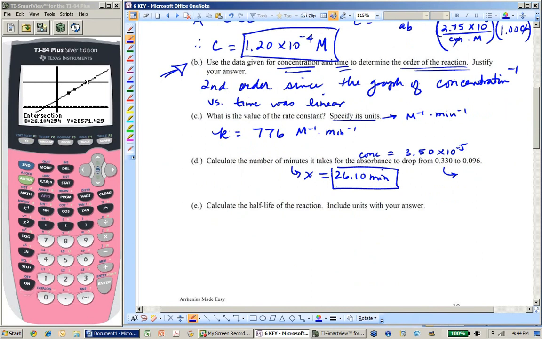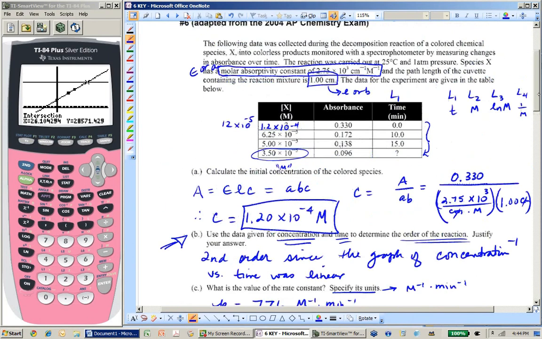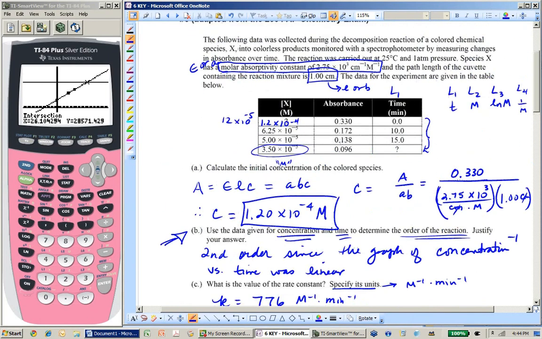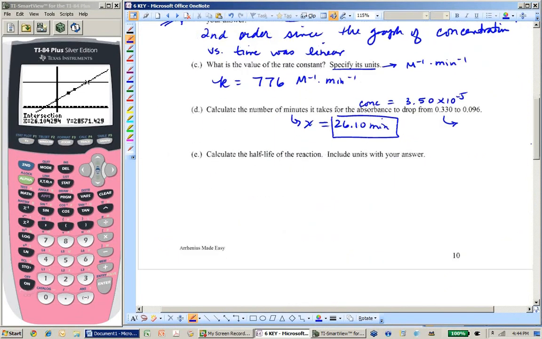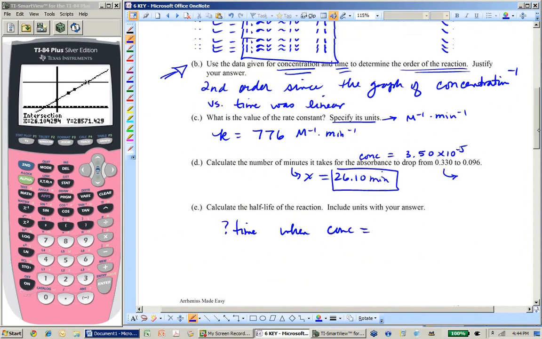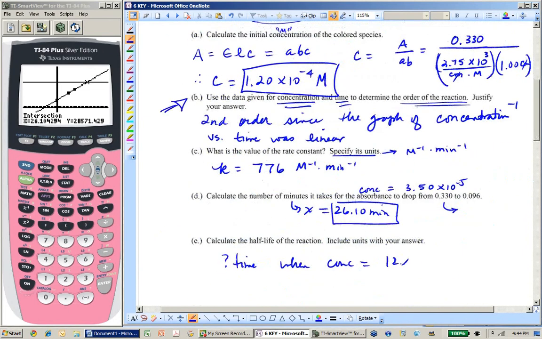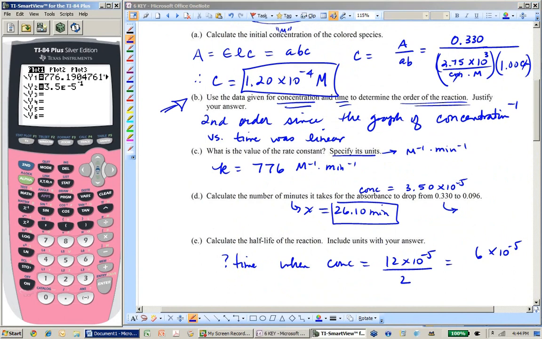Then calculate the half-life of the reaction. I know you want this to be hard. It just isn't. All you need to do is calculate the time it took for half of your original sample to go away. So we really need then to reread this and rewrite this as, what is the time when concentration equals the 12 times 10 to the negative 5 over 2, known as 6 times 10 to the negative 5. So come back to my y equals, because I know what y is.